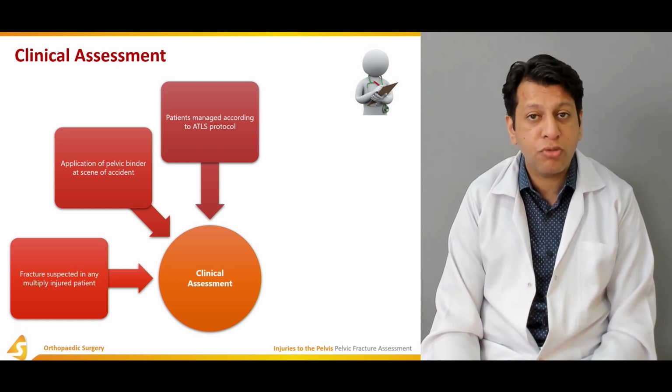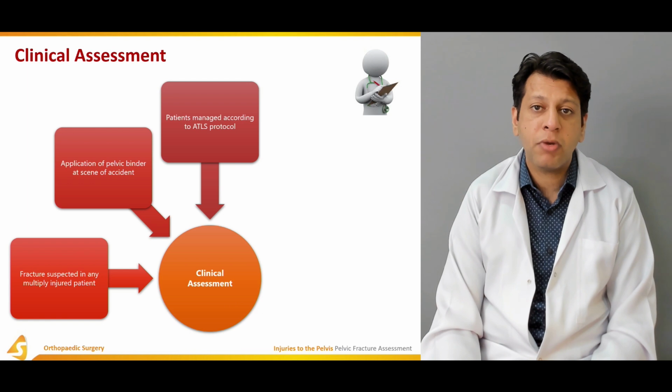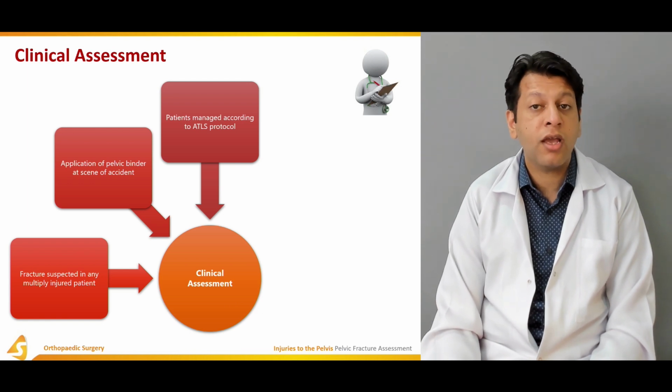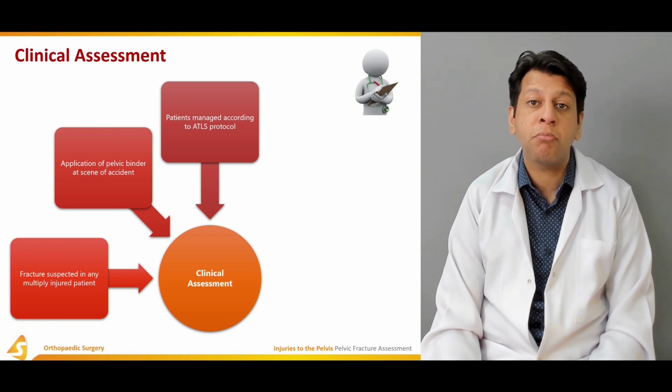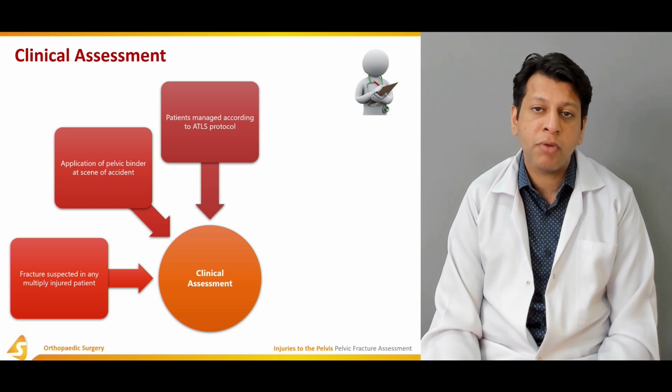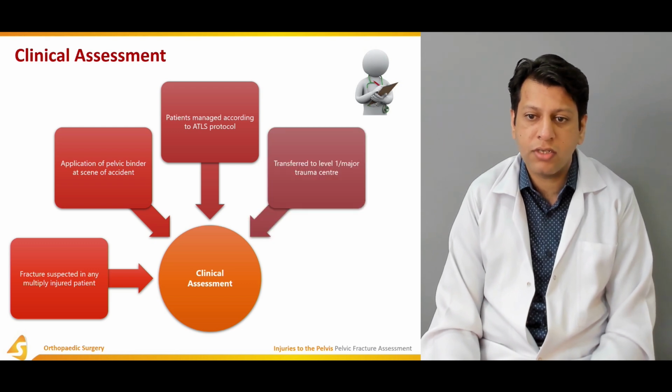The primary survey has to be done, and as part of the primary survey, a chest x-ray and an AP view x-ray of the pelvis are part of it. But once the patient is stabilized and hemodynamically stable, then the patient can be sent for the x-rays.